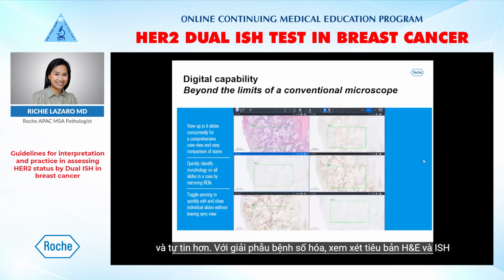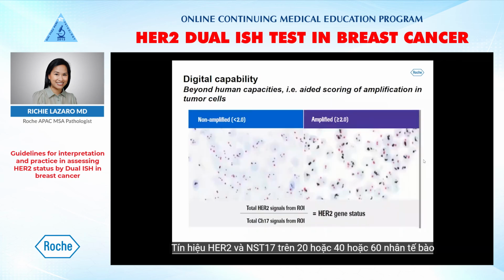With digital pathology, synchronous viewing of H&E, IHC, and ISH slides is enabled on a computer screen, syncing the exact tumor areas being evaluated. The scoring of 20 or 40 or 60 nuclei for HER2 and chromosome 17 signals is automatically calculated using the HER2 dual-ISH image analysis algorithm to assist the pathologist.